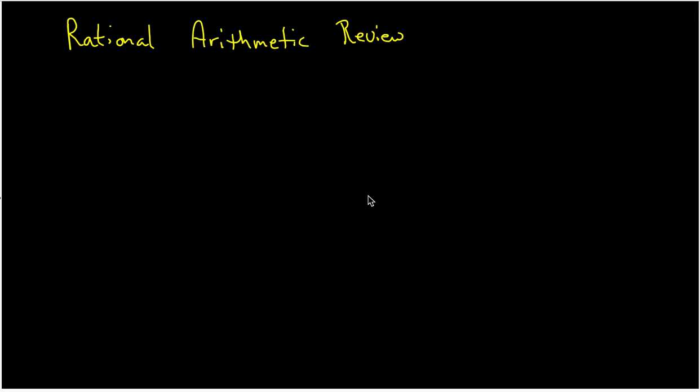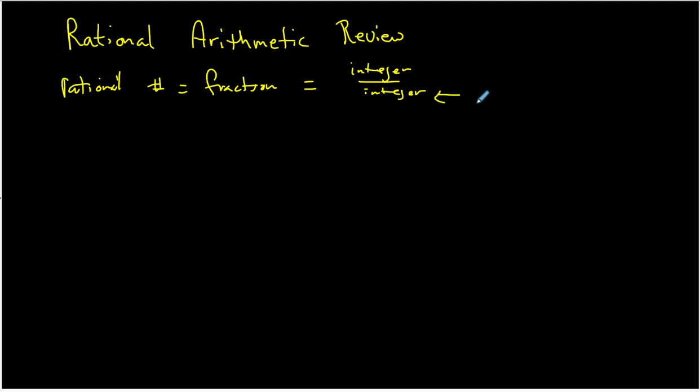In this short video, I want to review rational number arithmetic. Rational numbers are just fractions. So a rational number is just a fraction. In other words, a rational number can be written as an integer over another integer. And the bottom integer can't be 0 because we can't divide by 0. So when we say that a number is rational, we mean the following.